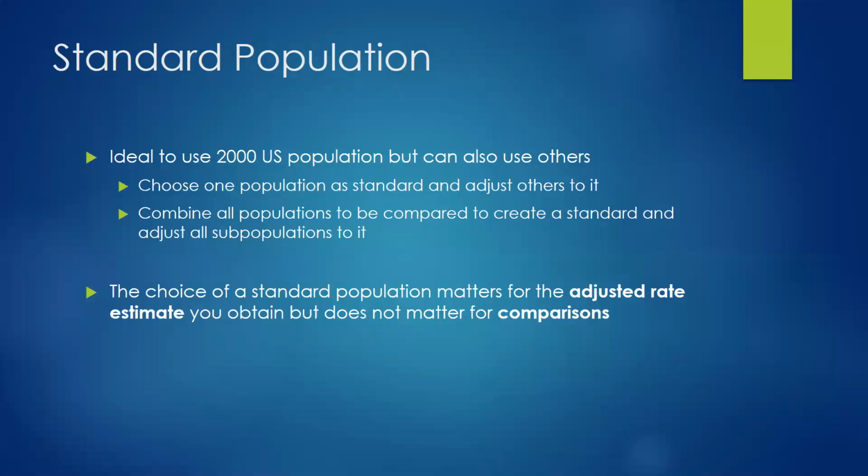And as I said, the 2000 US population is our go-to standard population, but it doesn't really matter. You can use any population you want. You should note that the adjusted rate that you get will differ depending on the standard population you use, but the comparisons that you make, the inference that you make based on it, won't change.